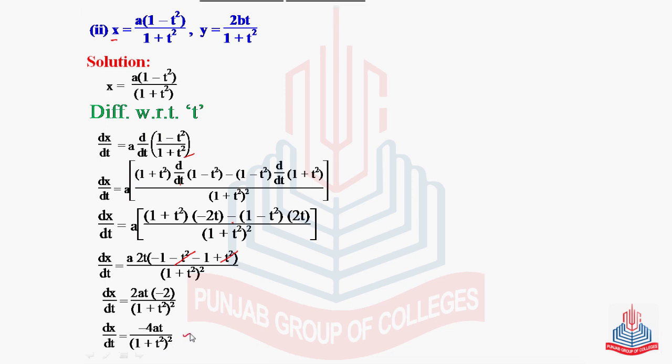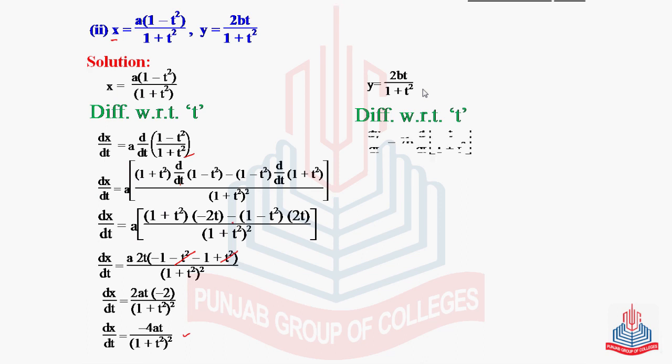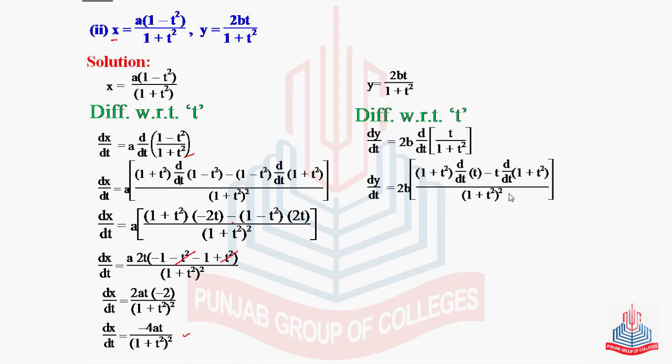Now we start differentiating y is equal to 2 into bt divided by 1 plus t square. So differentiate with respect to t. dy by dt on the left hand side is equal to 2b, the constant term. The derivative will apply only on the variable portion, which is t divided by 1 plus t square. Again using the quotient theorem, this is (1 plus t square) whole square, and 1 plus t square will be as it is. The derivative will apply on the numerator, which is t, minus t will be as it is, and the derivative will apply on 1 plus t square.